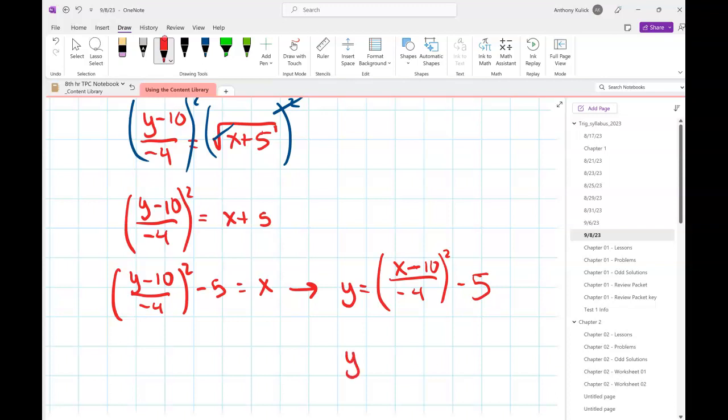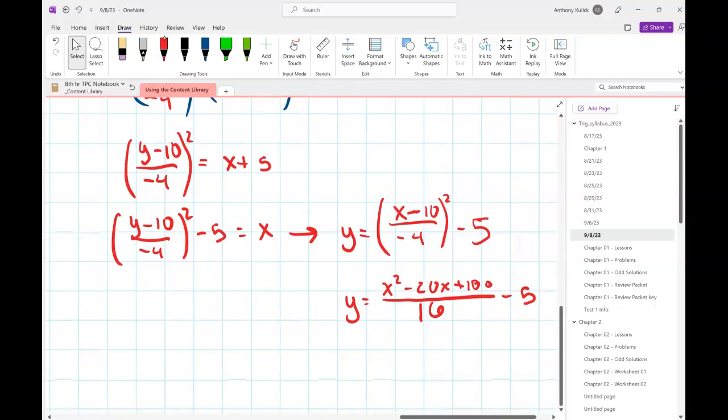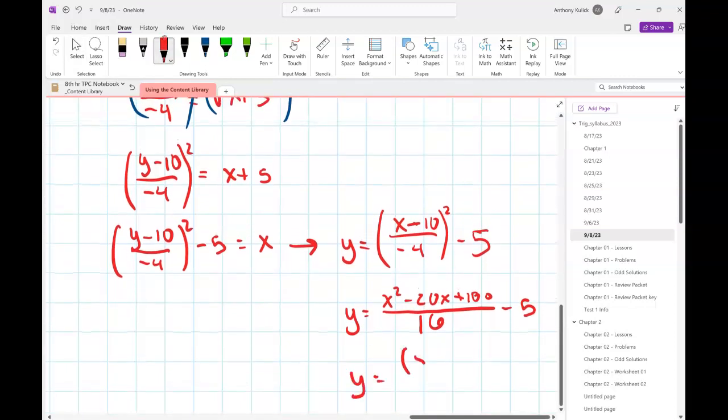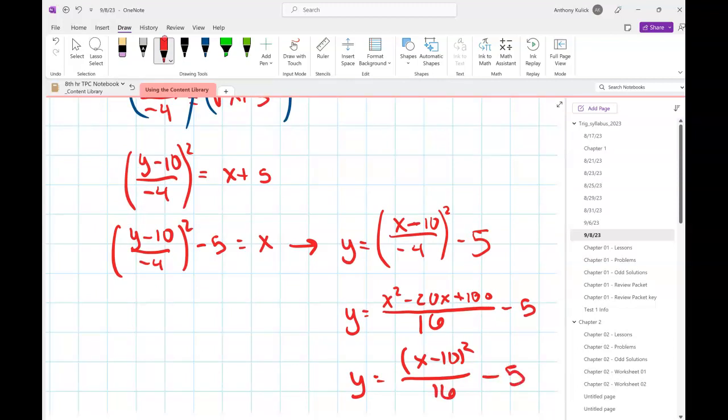If you wanted to clean that up, you could FOIL out the numerator, x squared minus 20x plus 100, and then just make that a -4 squared on the denominator, and still have that -5. Like, that's an okay answer. Lots of stuff you could do. I suppose you could just multiply out the denominator. Just do it this way. I forget what the answer in the answer key looks like, but any of those three is fine. They're all equivalent.